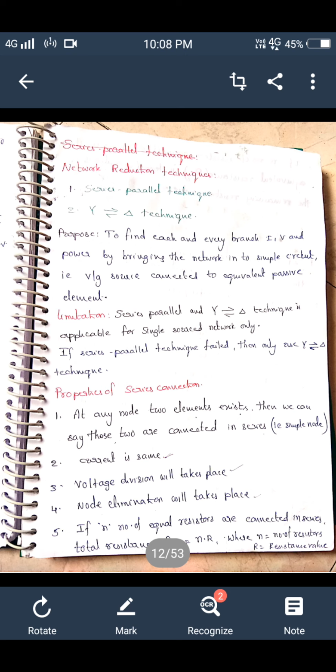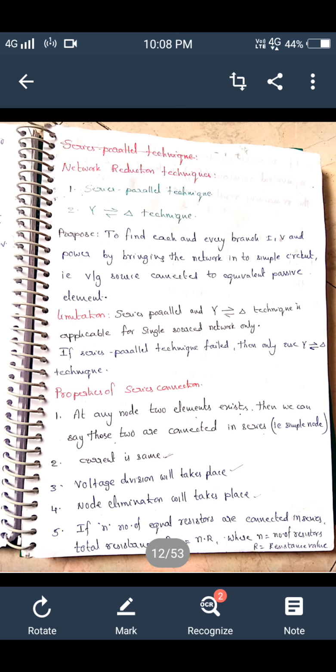The third property: if elements are in series, voltage division takes place. The fourth property: node elimination will take place. All these properties we will prove with some examples.